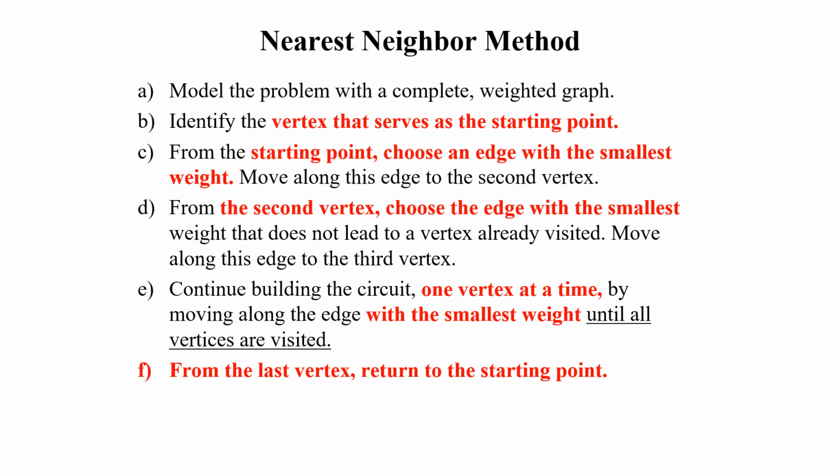The nearest neighbor method: we need to model the problem with a complete weighted graph, and we start on a vertex as our starting point, and from that vertex we choose the smallest weight. Then when we land on the second vertex, we choose the edge with the smallest weight, and so on until we return to the starting point.